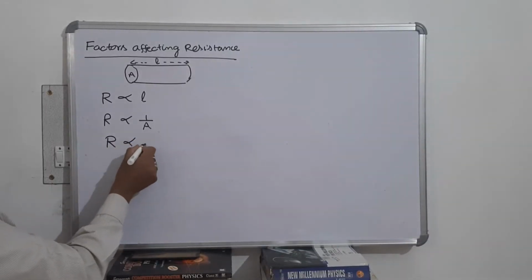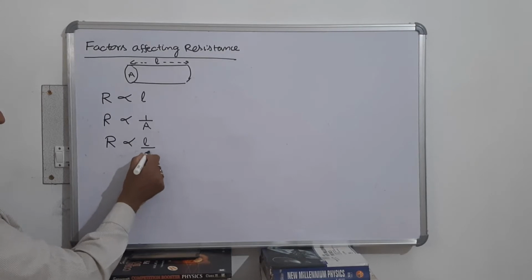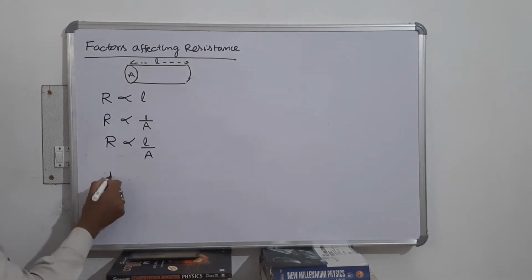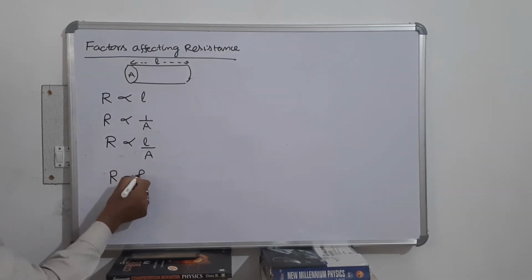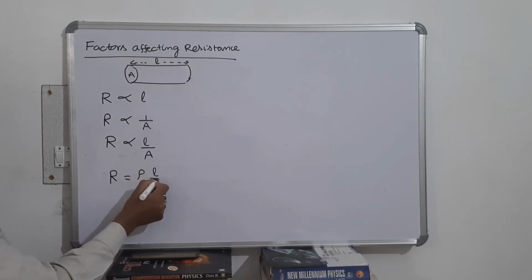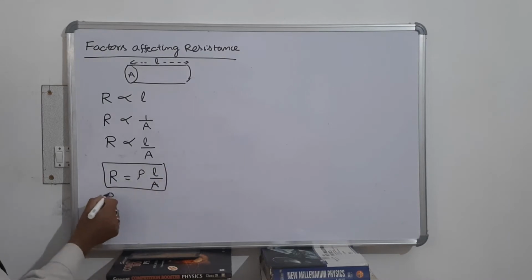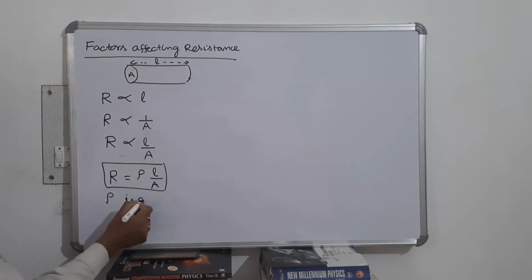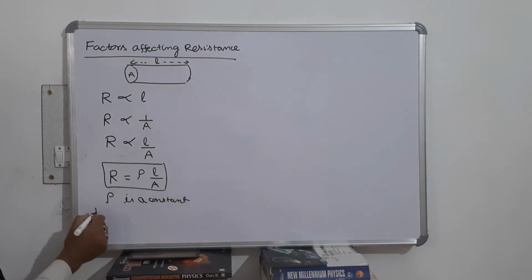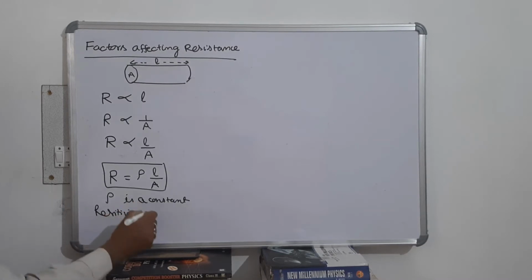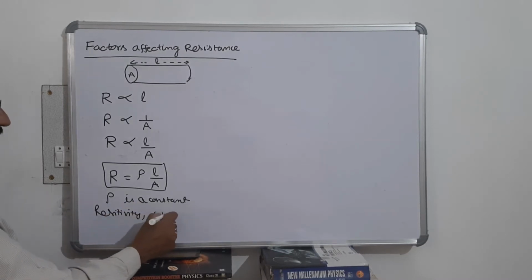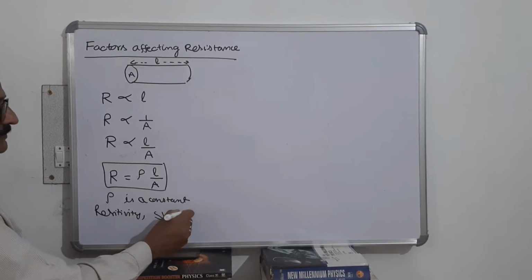So you can write R proportional to L upon A. Therefore, R is equal to another constant rho times L upon A. Here rho is a constant, and this constant is called resistivity, or there is another word for this, specific resistance.